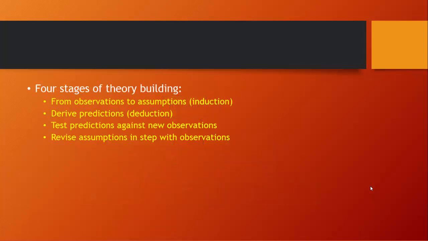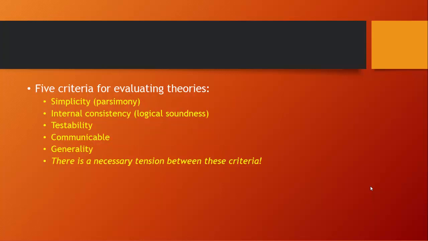All right, so our four stages of theory building work like this, where we work from observations to develop a set of assumptions. We use induction to translate what we have observed or how we've identified our research problem into a set of assumptions. And then we employ deduction to derive a set of predictions. We're going to test these predictions against new and systematically collected observations and then revise our assumptions to make them consistent with our observations.